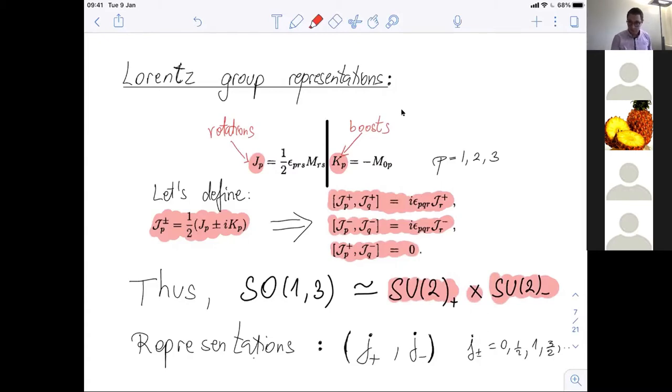So for SU(2), we know how to deal with finite dimensional representations. They are basically half-integer spins.